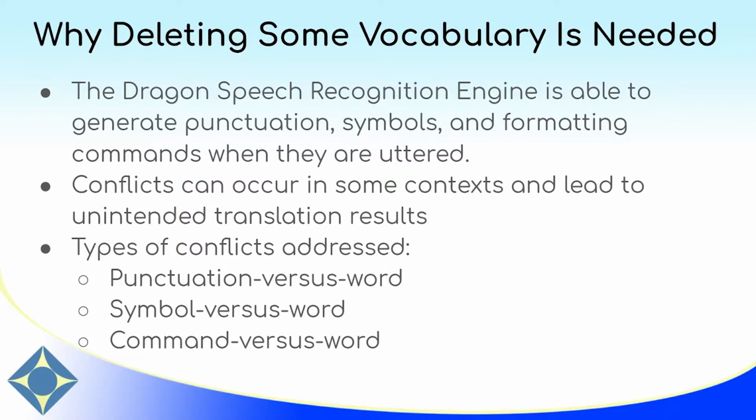Before you begin dictating with Dragon, it's important to delete some of the default vocabulary. Dragon is able to generate punctuation, symbols, and formatting commands when you say them, however, in some contexts, it may not produce the correct result. This is solved by creating and training utterances to use for these symbols, punctuation, and commands instead. There are three types of conflicts that'll be removed: punctuation versus word conflicts, symbol versus word conflicts, and command versus word conflicts. If these steps are not followed, Dragon may not produce consistent voice steno in relation to these types of entries, and your translation may not be consistent as a result.